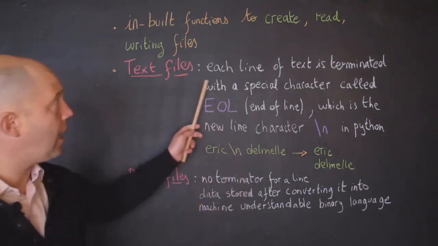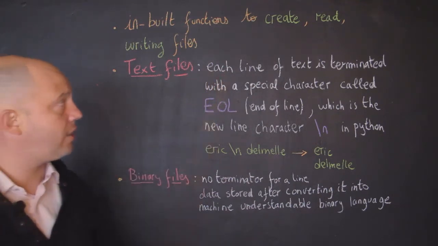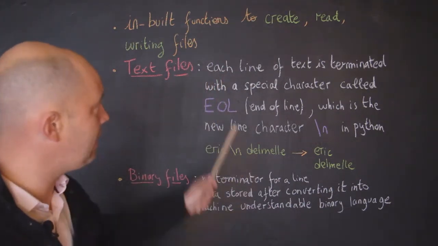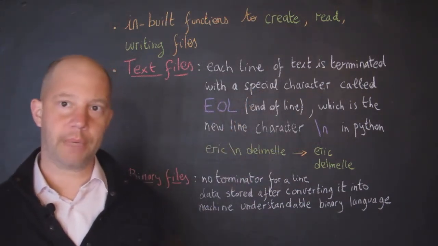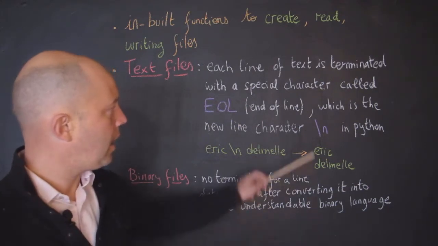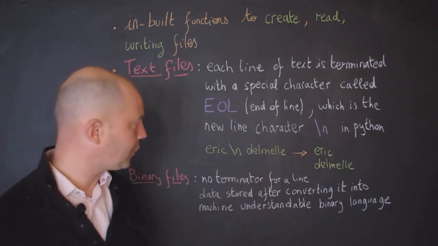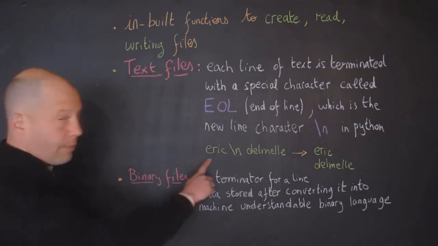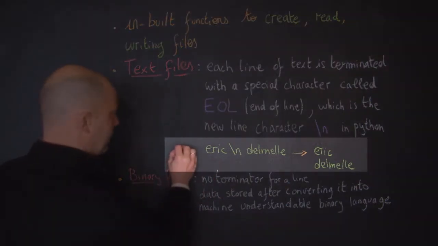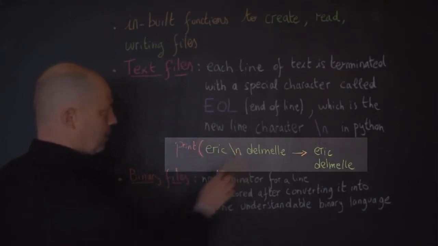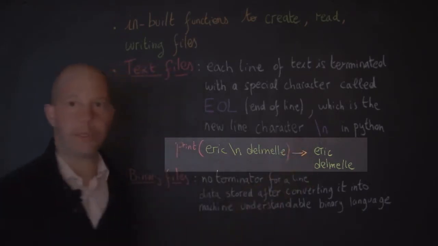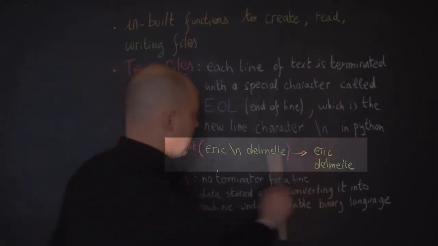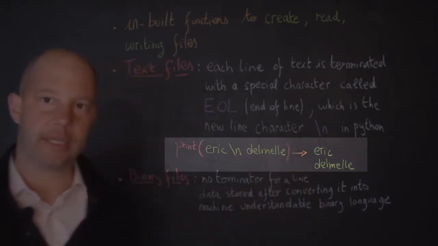And text files are specific in that each line of text in that file is terminated by a special character called the end of line. And in Python, that particular character is \n. So if I have, for instance, a statement like this one here, and I say, for instance, print Eric \n delmel, then that's what's going to result on the screen. You have Eric, and then as soon as you see this character, that is for a second line.